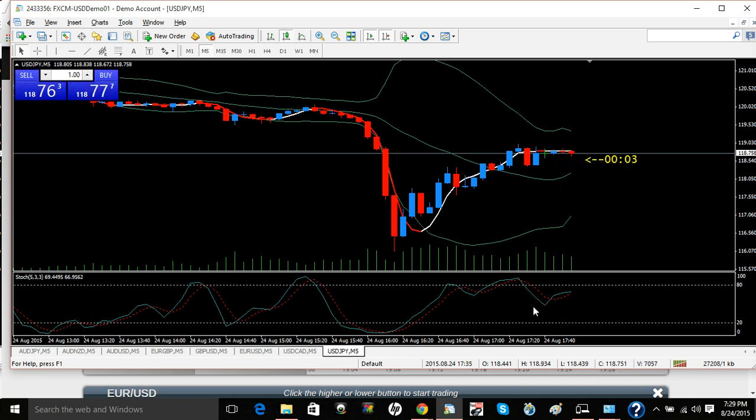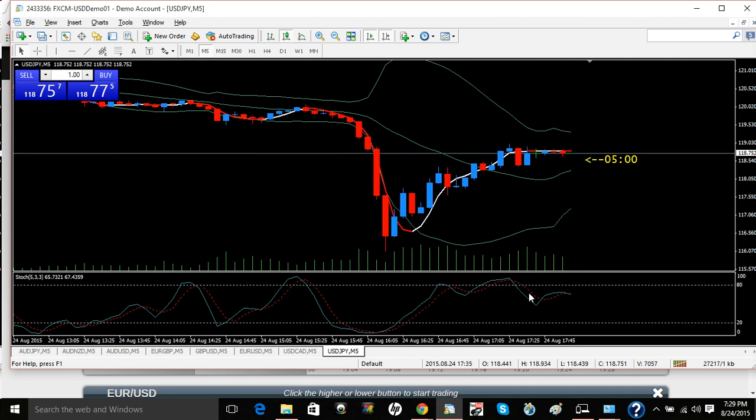Right now, the stochastic is kind of doing something kind of funny. It dropped down a little bit and it shot back up, and it's trying to force back down. So the market right now doesn't seem like it knows what it wants to do. All right, and that's on USD JPY. It's probably not a good time of the day to trade that.